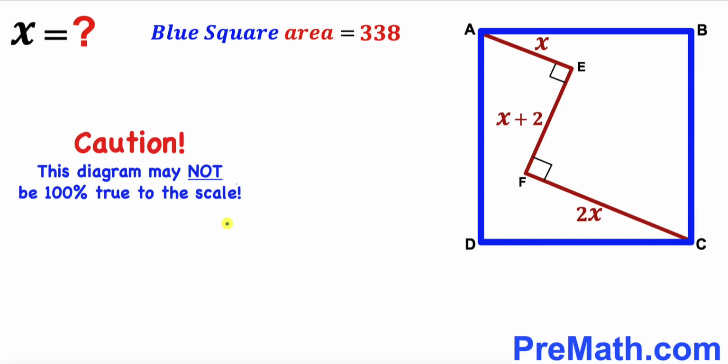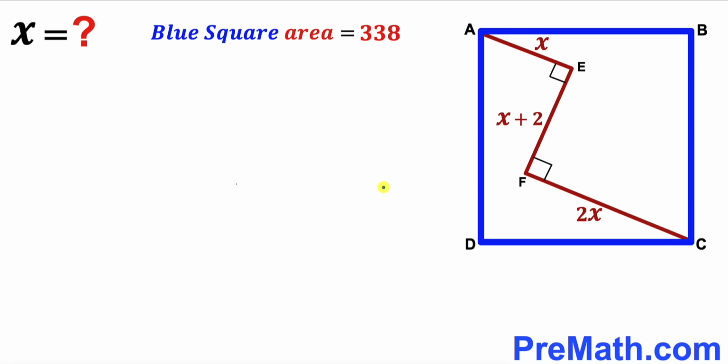And please keep in mind that this figure may not be 100% true to the scale. Let's go ahead and get started, and let's focus once again on this blue square ABCD. And we know the area of this blue square is 338. And now our task is to find the side length of this blue square.